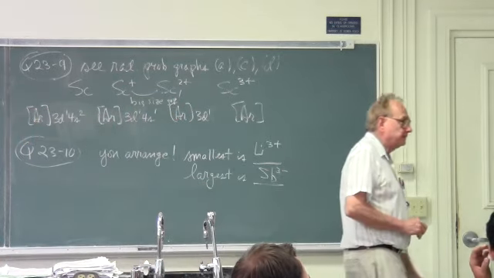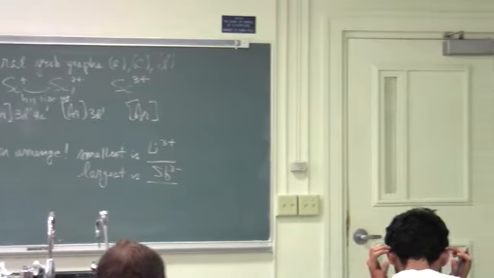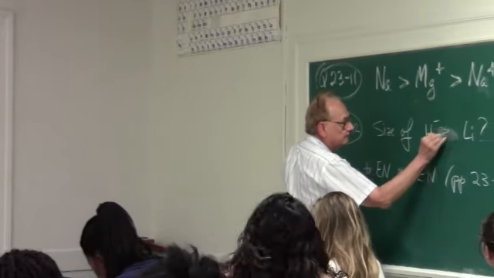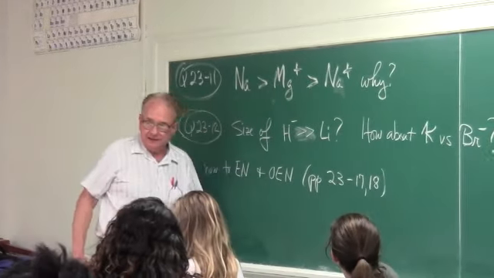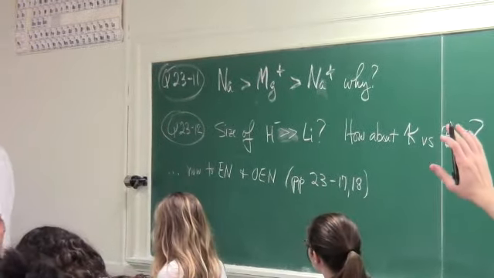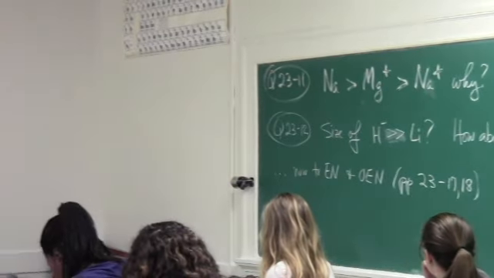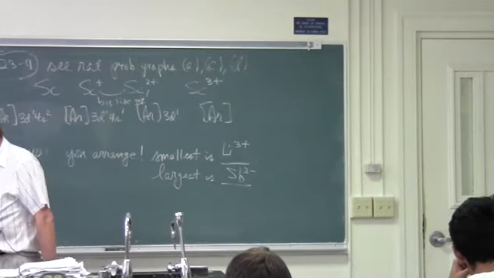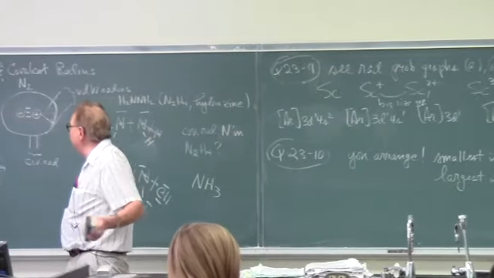Last question, 2312. Data which I've seen provide indication that the hydride ion, H-, the simplest anion, is a good deal larger than the lithium atom. Do you find that unusual?